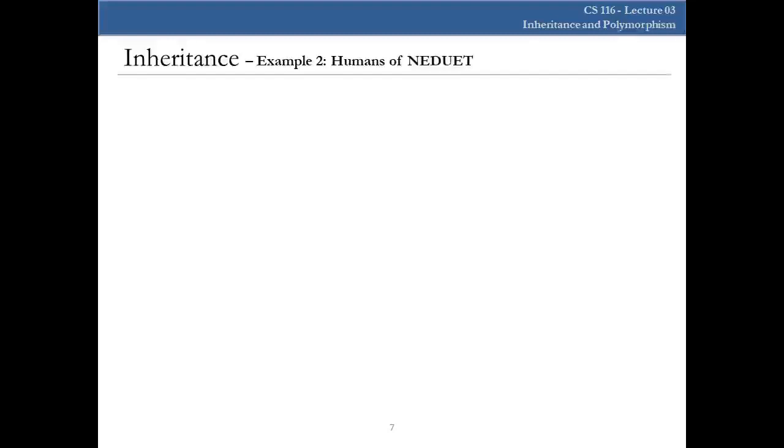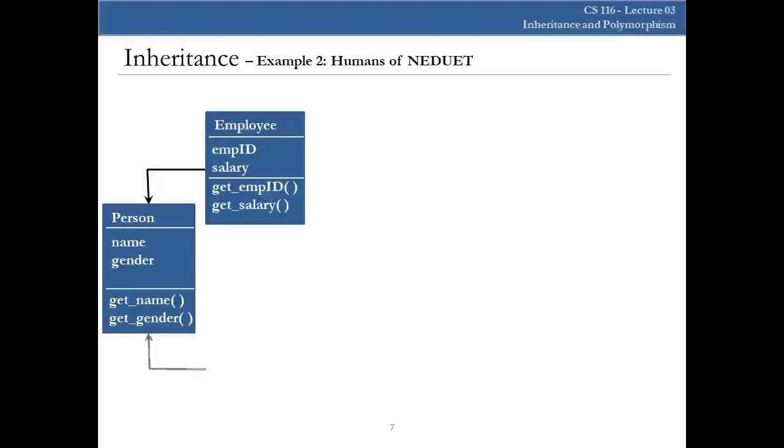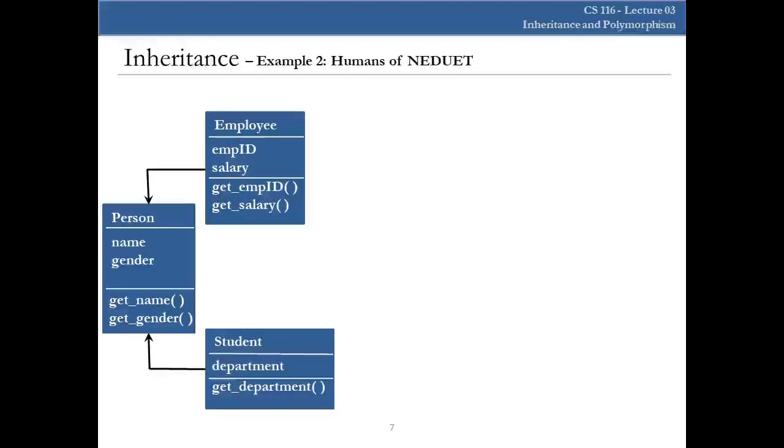Now this second example is a more practical real world example. Humans are an entity, and we know that different kinds of people are associated with our university. Therefore I'm defining the base class as person. This class has two attributes, name and gender, and for simplicity I have just defined the getter functions. Now I am deriving two subclasses from this main class. The first one is employee. An employee of this university can have an employee ID and a specific salary. And again, get employee ID and get salary are the getter functions for these attributes.